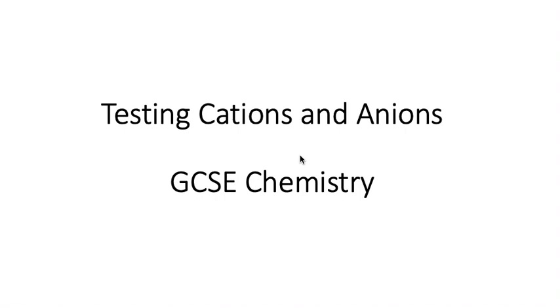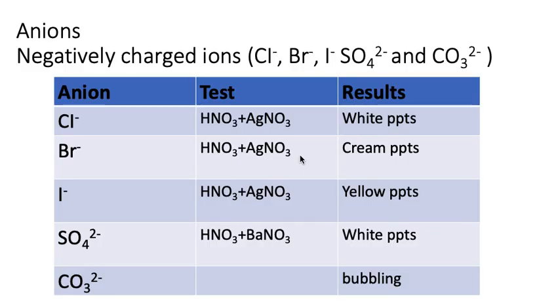Hello, testing cations and anions is an important topic in GCSE chemistry. The anions are negatively charged ions: chloride, bromide, iodide, sulfate and carbonates. These are the five anions that we need to know about for GCSE chemistry.